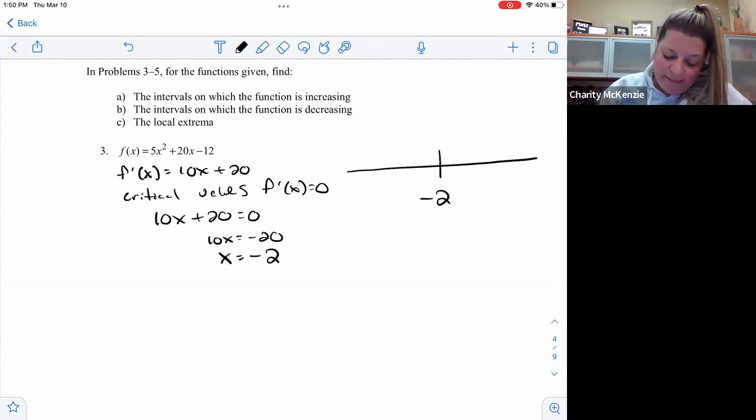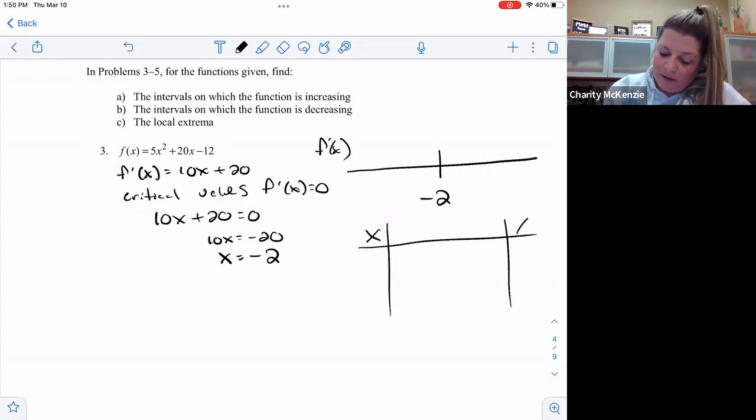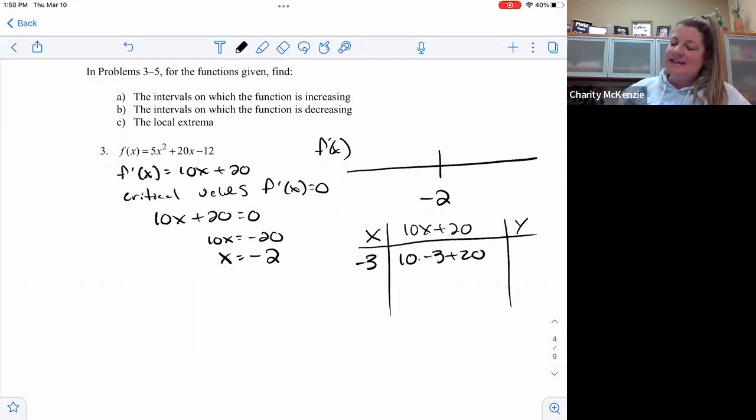From here, what I'm going to look at is where is the derivative positive and where's the derivative negative. So I'm going to do a little chart here. And the y, this is of the derivative, so this is of the 10x plus 20. And we'll put a number in less than -2, excuse me, maybe -3. And we'll go 10 times -3 plus 20. So 10 times -3 is -30, plus 20 is -10. So I got a negative number over here.